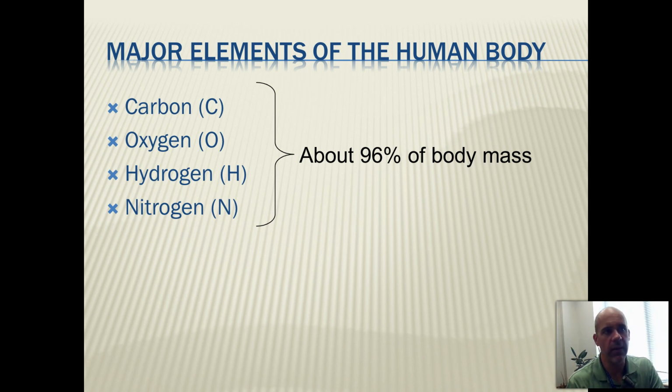All right, what are the most important elements for living things, including the human body? About 96% of our body mass consists of just 4 different elements: carbon, oxygen, hydrogen, and nitrogen. Those are the big 4.